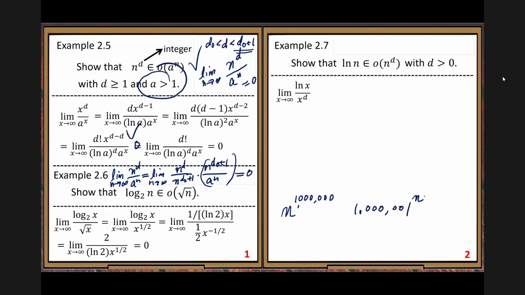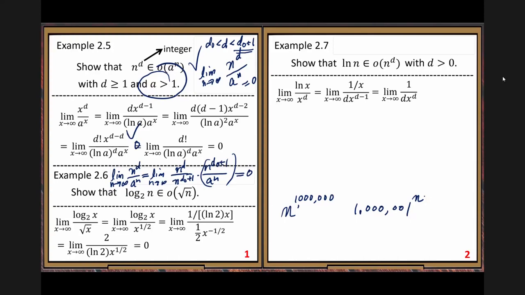Discrete version. Infinity over infinity, indeterminate form. So we can apply L'Hopital's rule legally here. Derivative of numerator, 1 over x. Derivative of denominator, power rule, d times x to the d minus 1. d is a positive number. Any positive number. Then we do simplification. Cancel out x. After simplification, we get this expression.